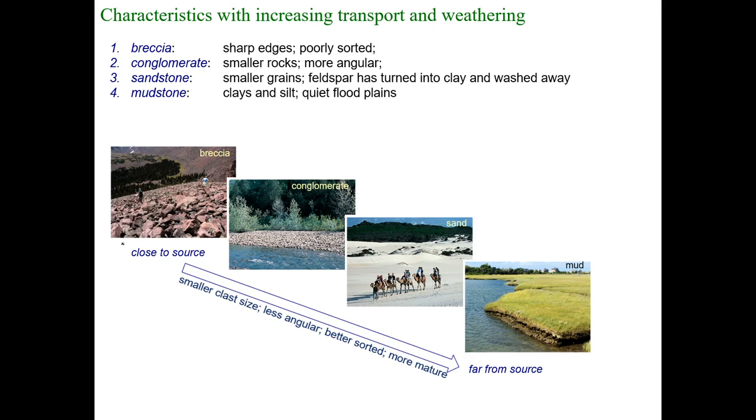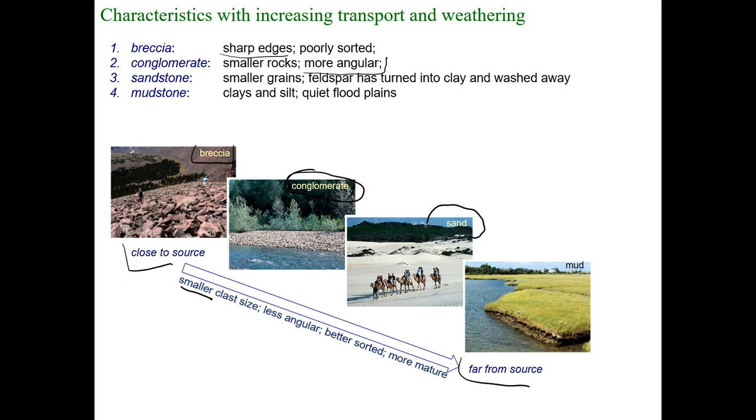So as you go from close to the source to further from the source, a few different things happen, right? Let me say it the other way around. The closest to source rock that you can get is a breccia. Breccia, remember, is poorly sorted, has a lot of sharp edges, and has a mix of different grain sizes. It's probably chemically very immature. Next are conglomerates, which have undergone a little bit more transport. The pebbles in conglomerates are more well-rounded.